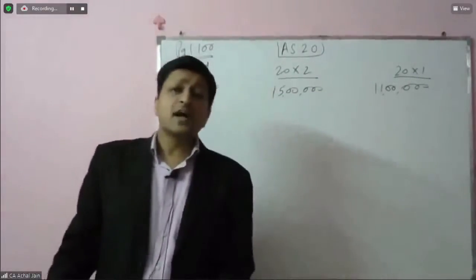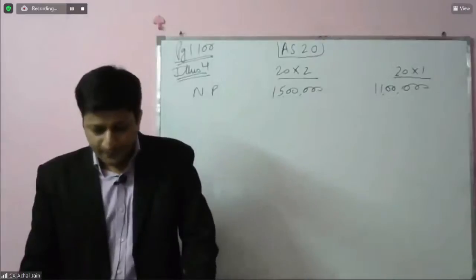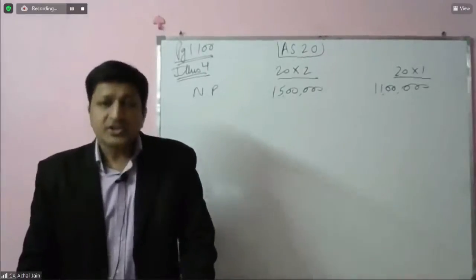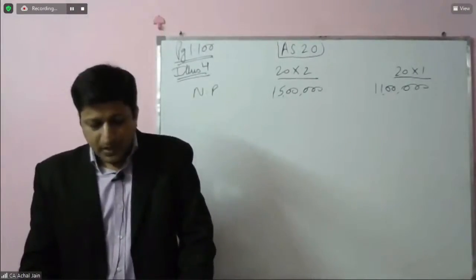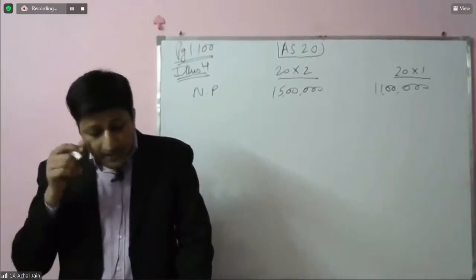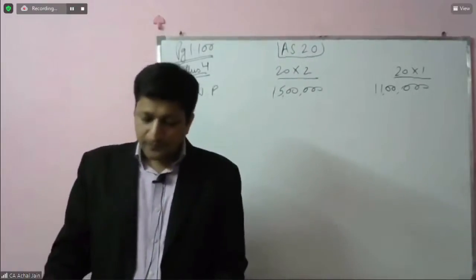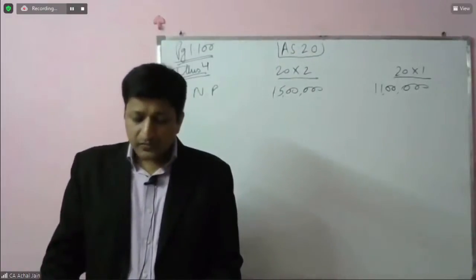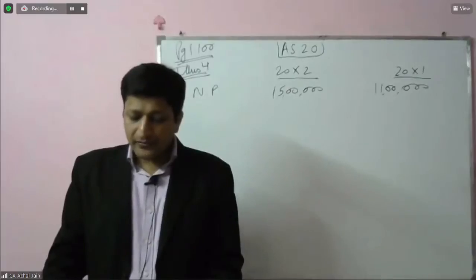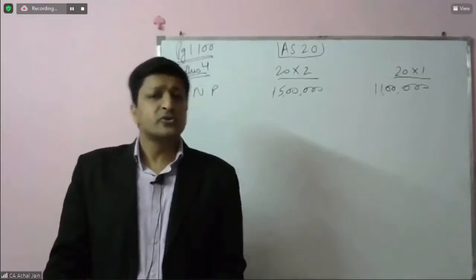Number of shares outstanding prior to right issue. Oh, there's a right issue. 5 lakh shares. Right issue price was 15. The last date to exercise right is 1st March X2. Right issue is 1 new share for every 5 outstanding. So how many right shares have been issued? 1 lakh.